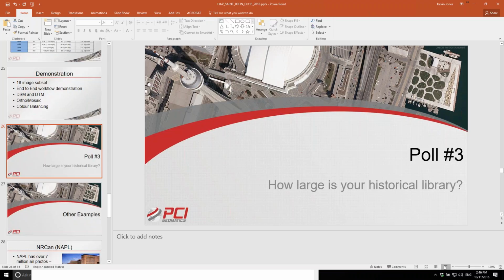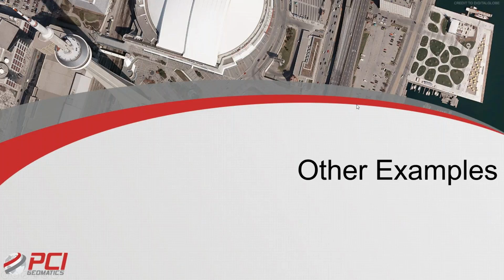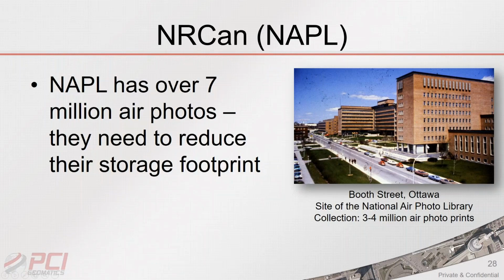And I'm just going to wrap up the presentation part. I just want to quickly point out a few other examples. As I mentioned, the National Air Photo Library here in Ottawa has 3 to 4 million prints, but they also have rolls of historical air photos. So in total, they have somewhere in the neighborhood of 7 million air photos. The problem they're having is that the storage facility is costing a lot of money, so they're looking for a way to reduce its footprint.